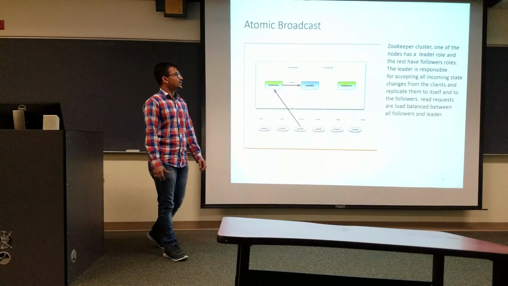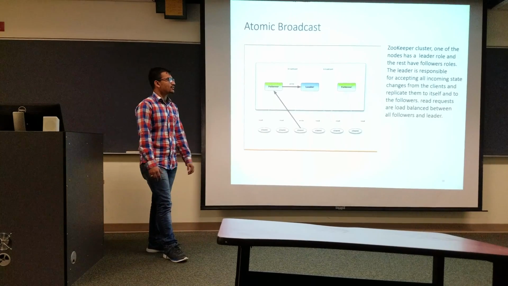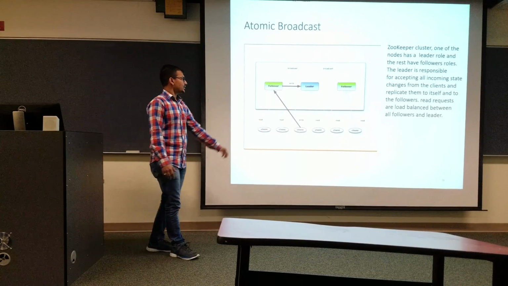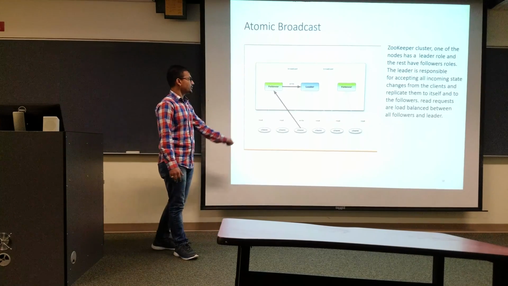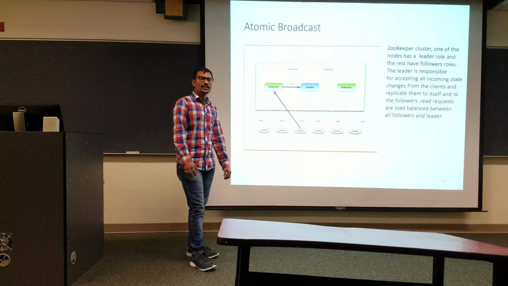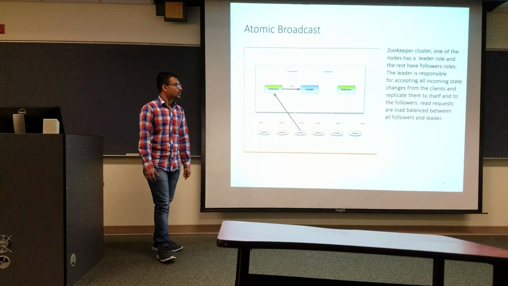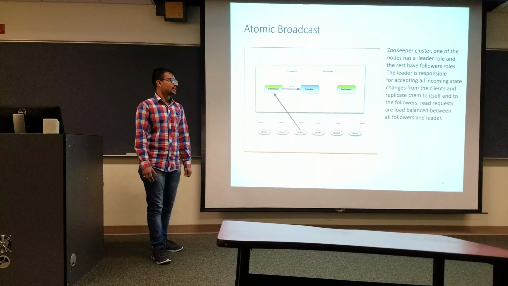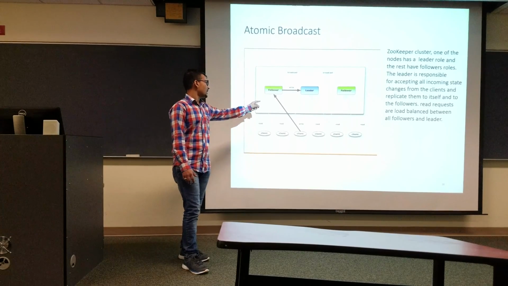Atomic broadcast is a cluster. One of the nodes has the leader role and the rest have follower roles. Here is the leader and the other two are followers, which are connected with the clients. The leader is responsible for accepting all the changes from the clients and replicating them into itself and the followers. The read requests are load balanced between all the followers and the leader.